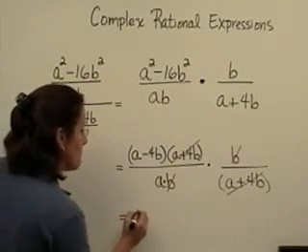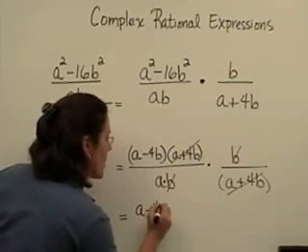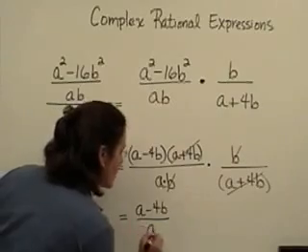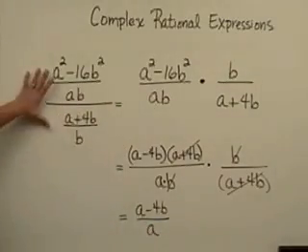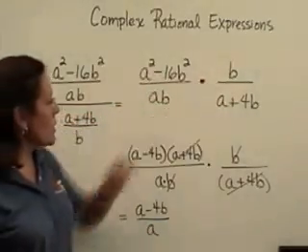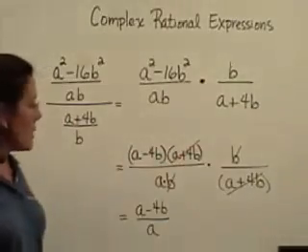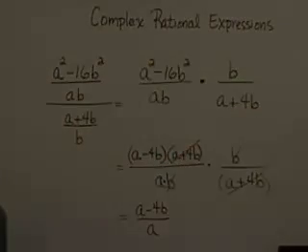Our answer to this problem, while it's called a complex rational expression, it's really not all that difficult to do. You have to take these, invert the second fraction and multiply, factor and reduce if possible, and write your answer down.